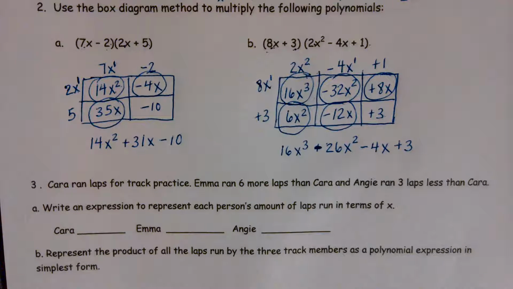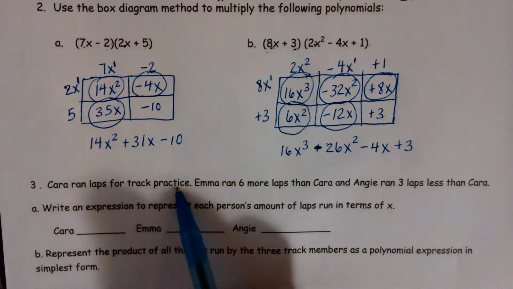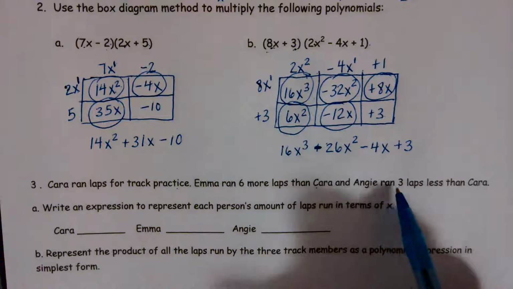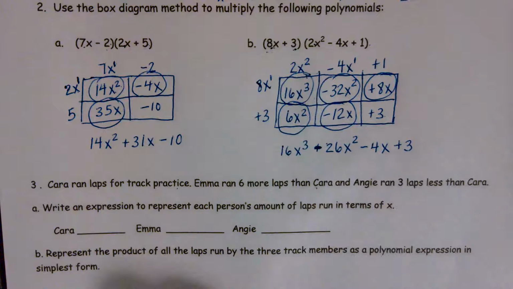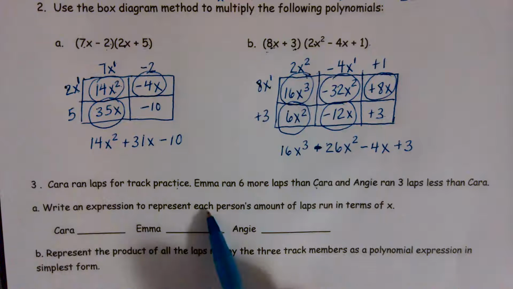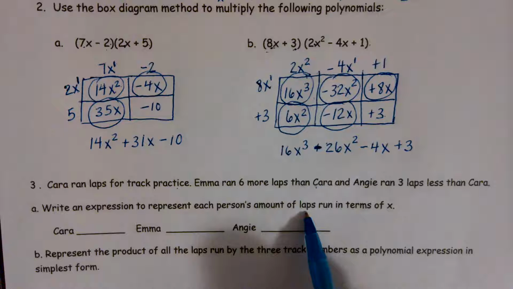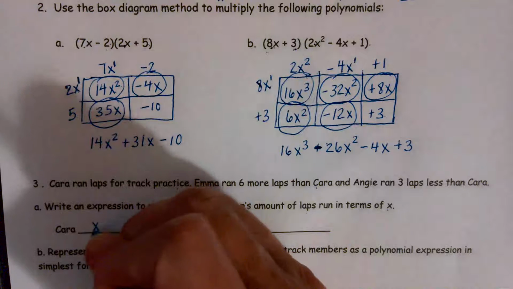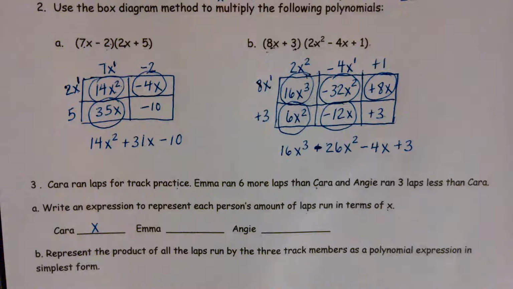Now, what about a word problem? Kara ran laps for track practice. Emma ran 6 more laps than Kara, and Angie ran 3 laps less than Kara. Write an expression, so remember expression, not an equal sign, to represent each person's amount of laps run in terms of x. So when we write these, we start with the person we know least about. All we know is that Kara ran laps. So we're going to say x, and that stands for the number of laps that Kara ran.